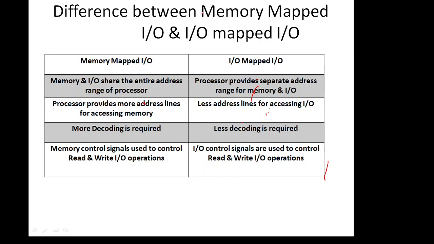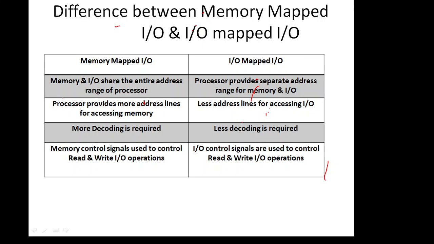So here we are doing it combinedly. The processor provides more address lines. Why? Because combinedly for the memory and for the IO, we are in need of more address lines. But in IO mapped IO, we need fewer address lines. Why? Because for memory there will be separate address lines and for IO there will be separate address lines. But in memory mapped IO, we have to combinedly take the address lines for the memory as well as the IO. So that is the second difference.